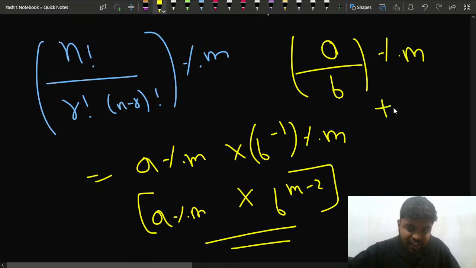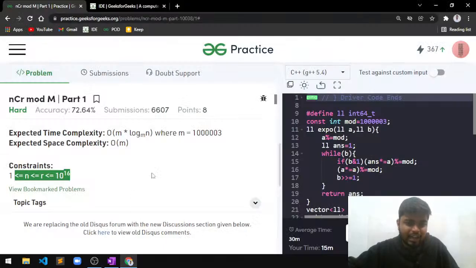Give me a +1 in the chat if this much part is clear. Now let's move to the code part.